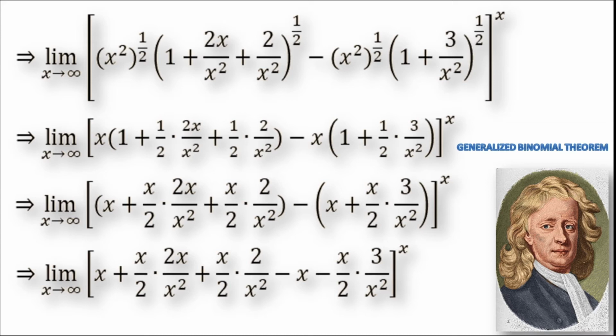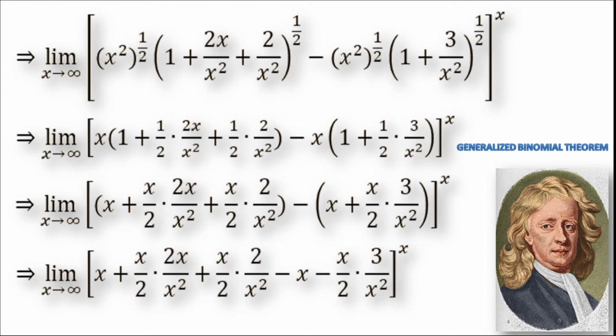So now we apply the power 1 by 2, the square root, to individual factors of each term, and we have in the first term x square whole power 1 by 2, 1 plus 2x by x square plus 2 by x square whole power 1 by 2, minus x square whole power 1 by 2 multiplied by 1 plus 3 by x square whole power 1 by 2, whole power x. The square bracket, the great thing, whole power x, we should not forget it. It is there aptly. Okay.